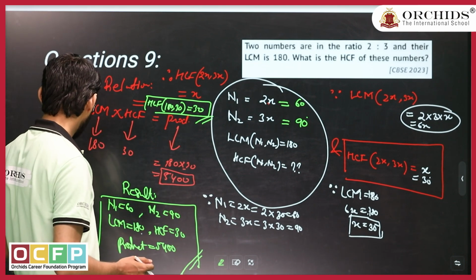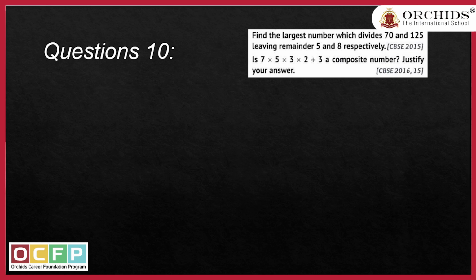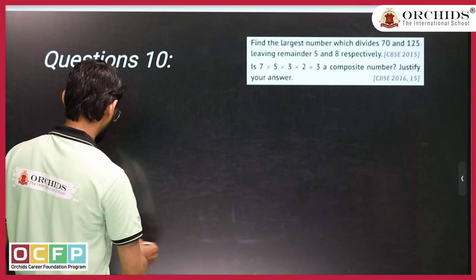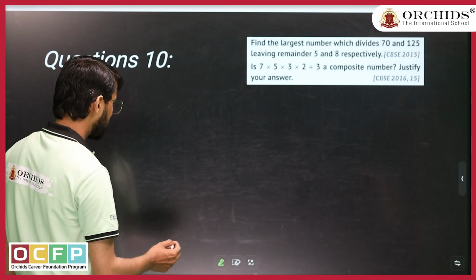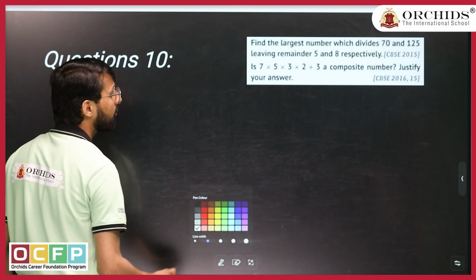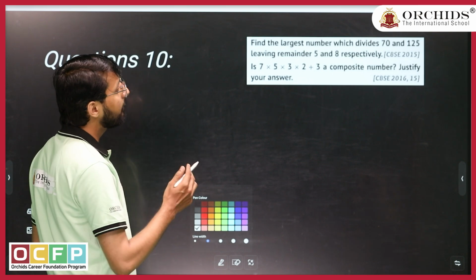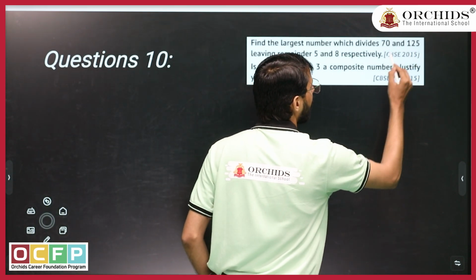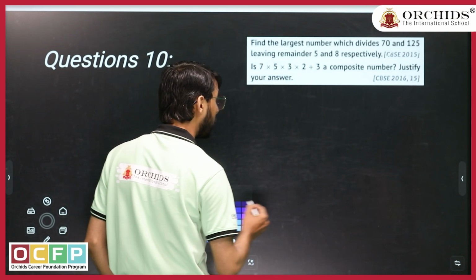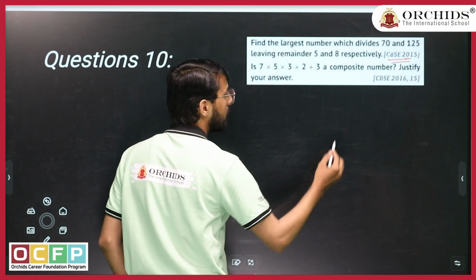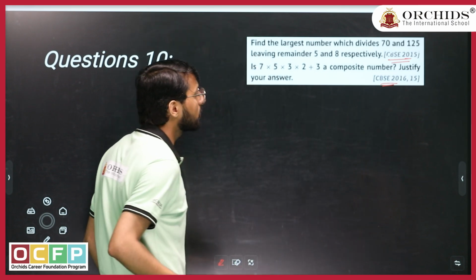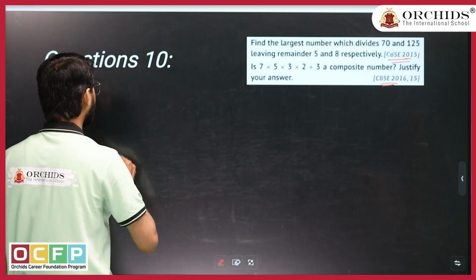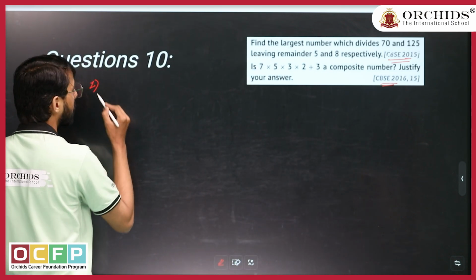In the same way we can go for the next question, question number 10. Find the largest number which divides 70 and 125, leaving the remainders 5 and 8. This is CBSE 2015, and the one below is also CBSE 2016 and 2015. So first we work on this question.